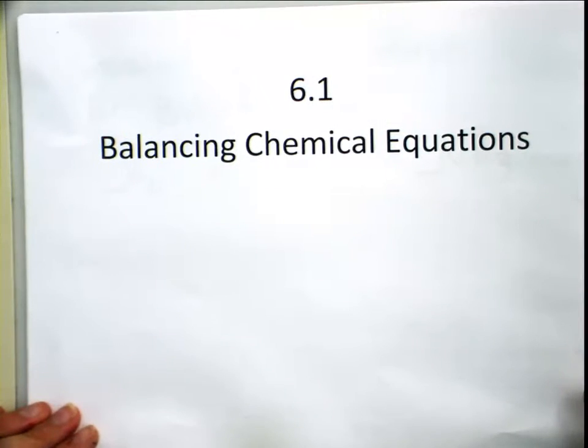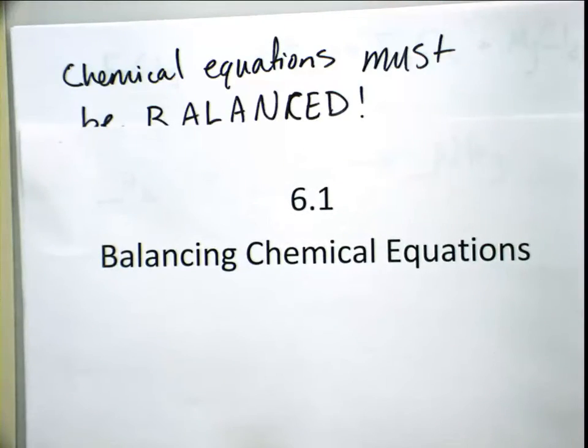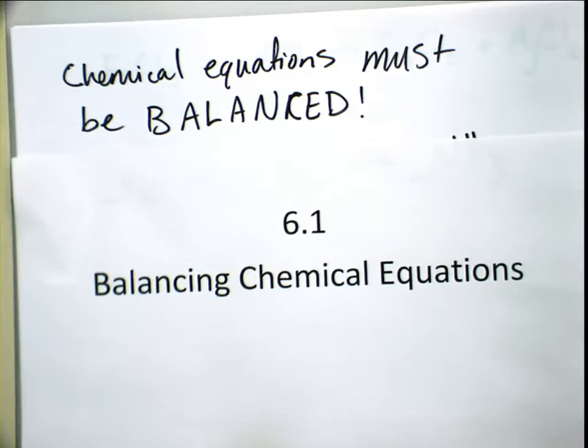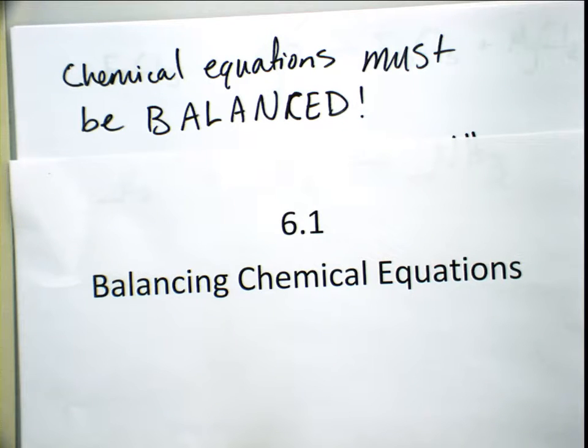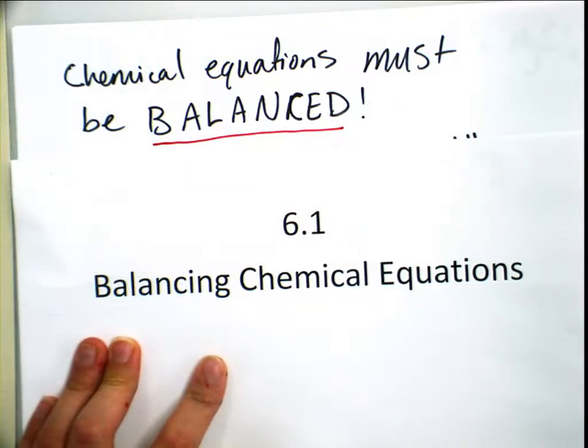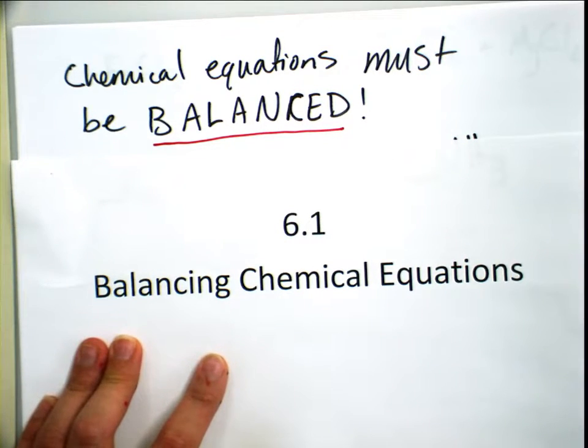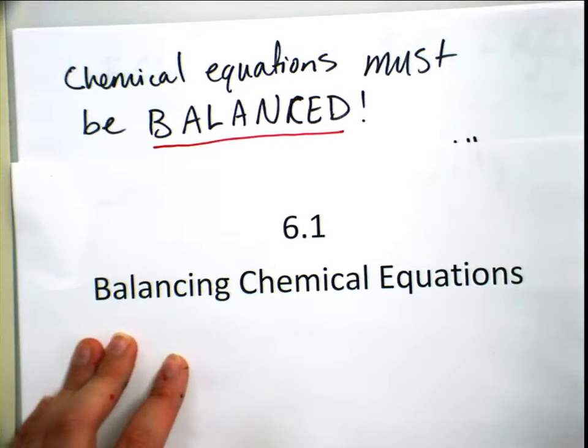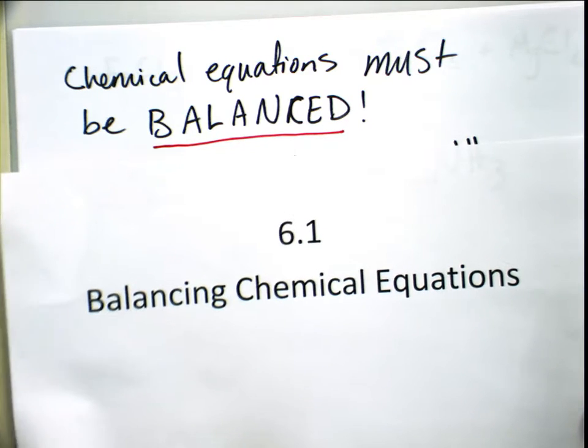Now, for a chemical equation to follow the law of conservation of mass, it must be balanced. When a chemical equation is balanced, it means it has the same number and type of each atom on both the reactants and the product side of the reaction.